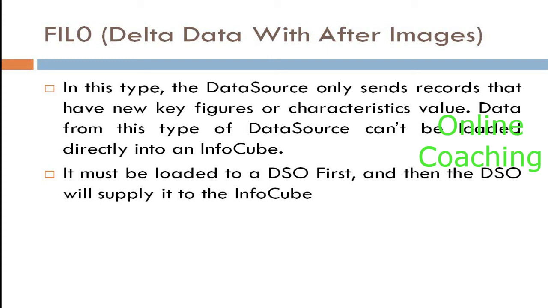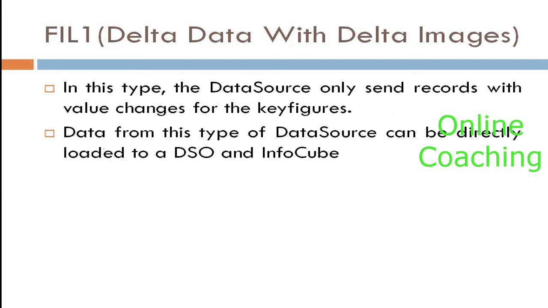If I select FILO, it takes newly created records and updated records. The value should be changed. The value should be new, comparing with your BW values and flat file values. Only those values will be picked up. Again, the data should go first to DSO. From there, it will go to InfoCube.